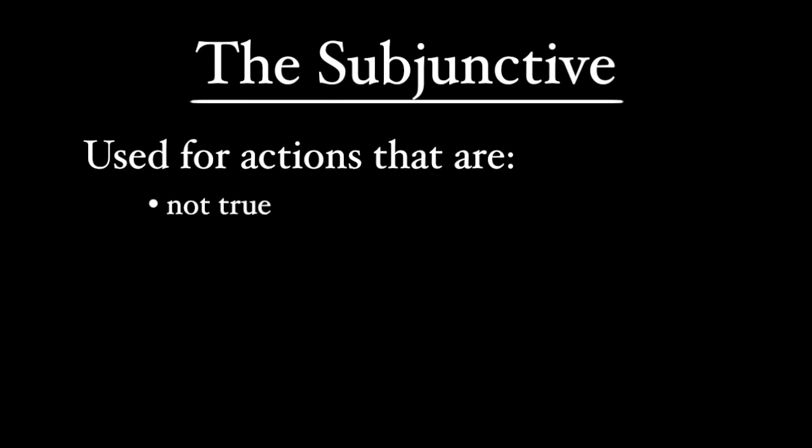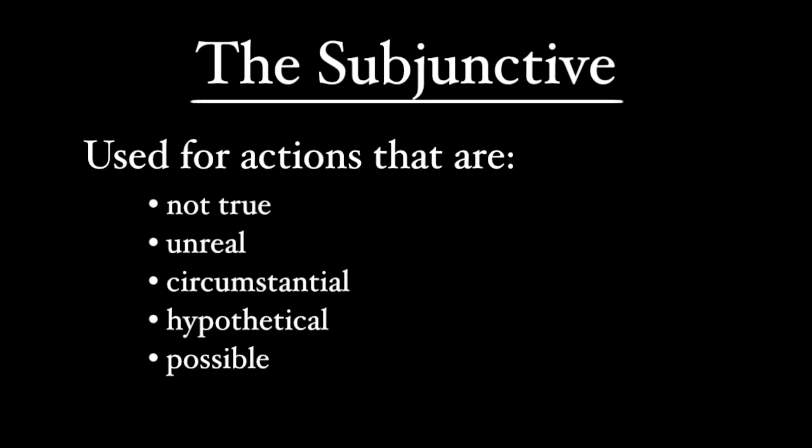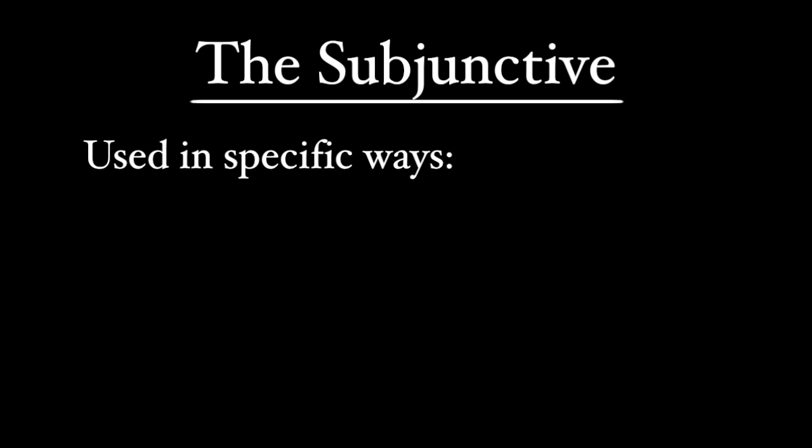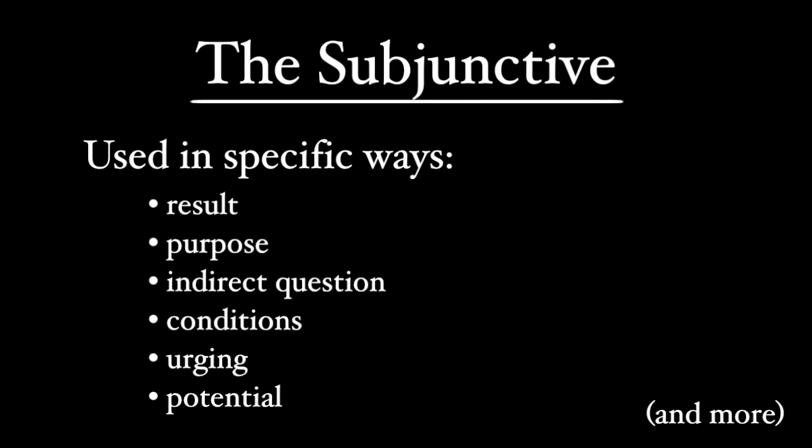The subjunctive mood in Latin is used for actions that are either not true, unreal, of a general circumstance, hypothetical, possible but not quite real, or hoped for but may or may not come true. To make things easier, Latin utilizes the subjunctive in only very specific and easily classifiable uses. For example, the result of an action will use the subjunctive mood, as does purpose.